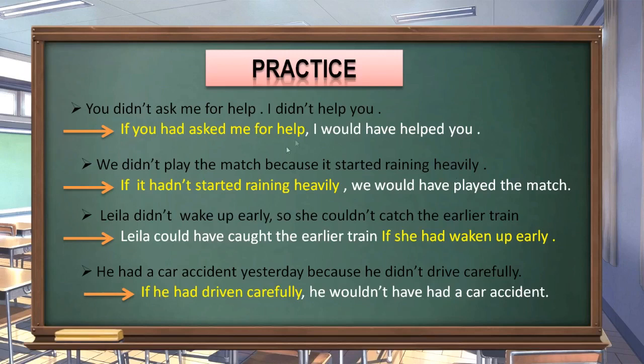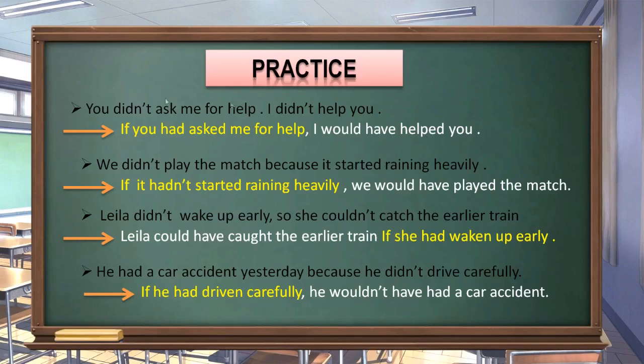So as you can notice, in all of these sentences, we begin with the if clause and then we write the main clause. In the if clause, we conjugate the verb in the past perfect, and in the main clause, we put would have or wouldn't have plus the past participle of the verb.